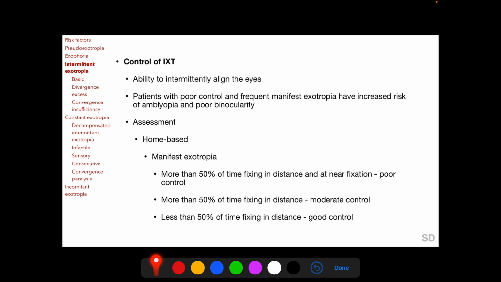And if the parents report that the exotropia manifests more than 50% of the time when the child fixates at distance, but the exodeviation is not apparent when the child fixates at near, the control of intermittent exotropia is said to be moderate. And if the parents report that the child is exotropic less than 50% of the time when the child is fixating at distance, the control of intermittent exotropia is said to be good.